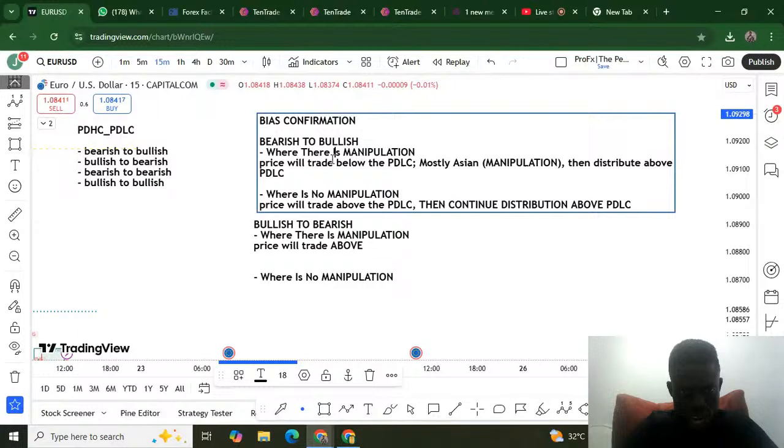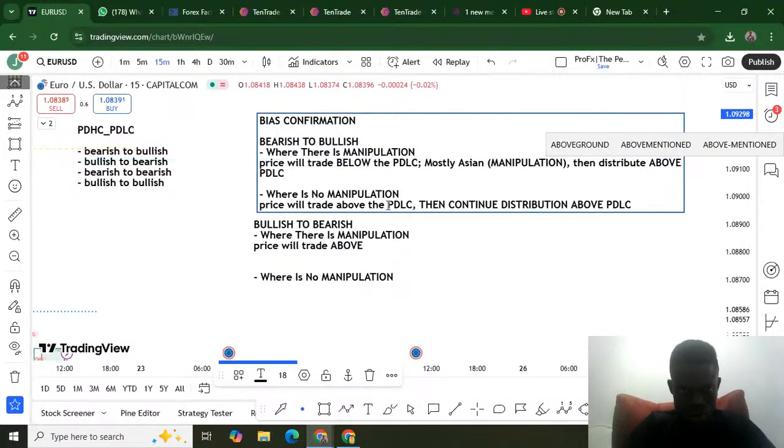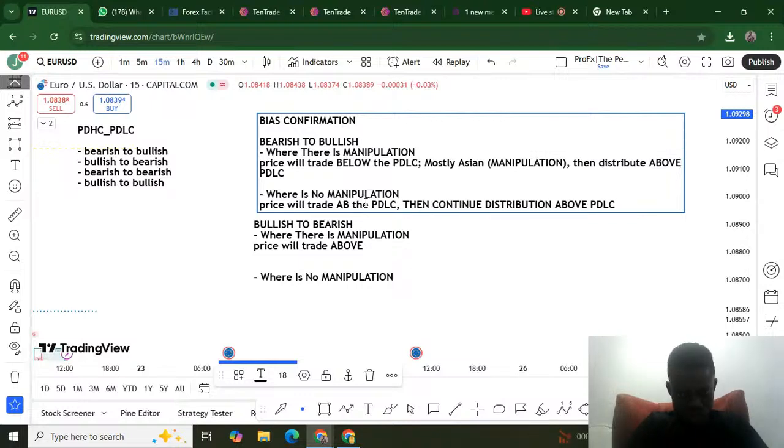For this one, price will first trade what? Below. Capital letter below. Right? Then price will now distribute above. Okay? For this case, price trades above. Then, yeah, good, very important.